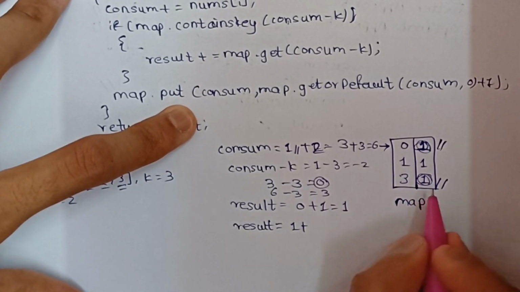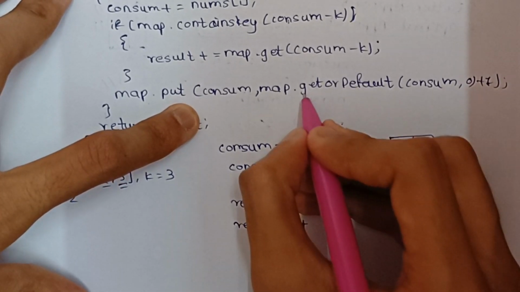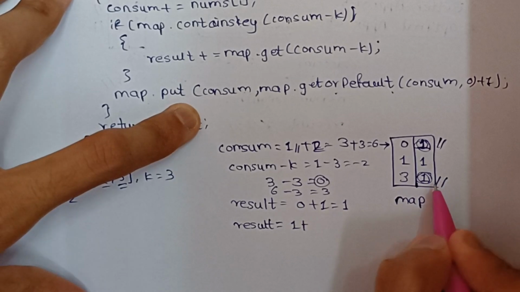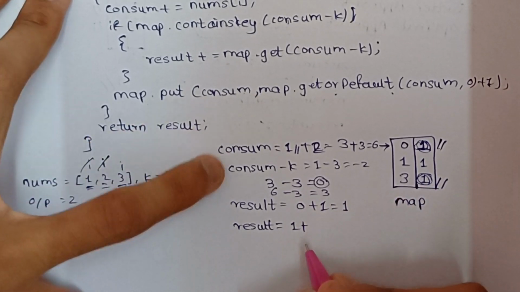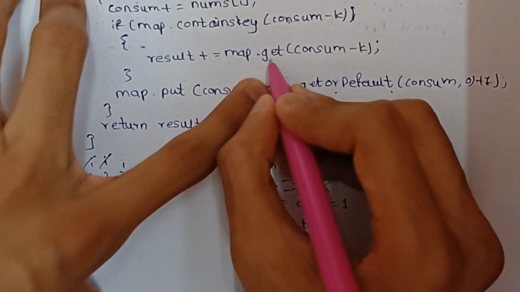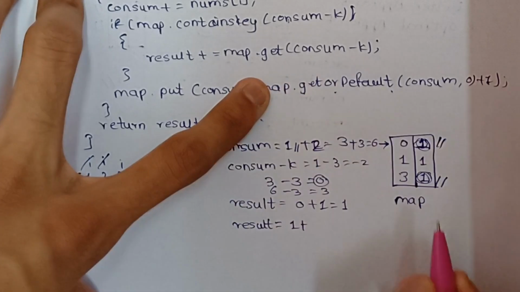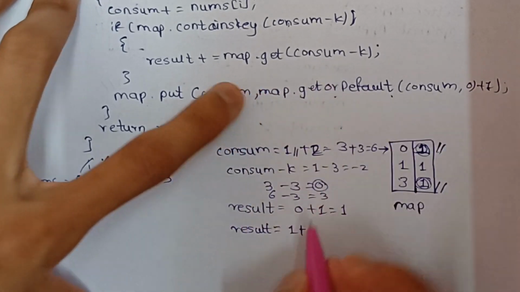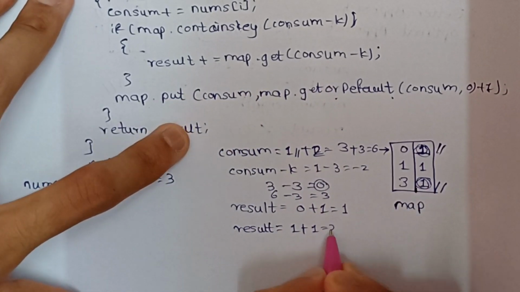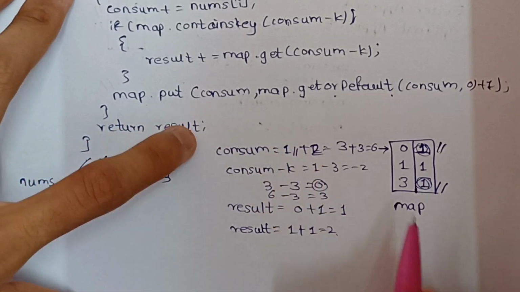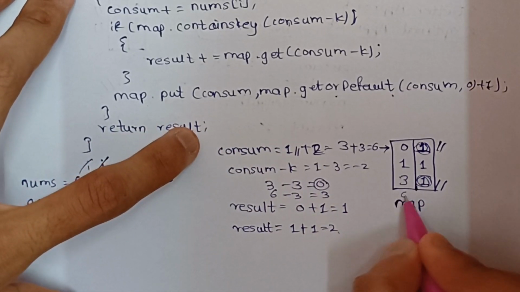Okay, not 3, we will add this get or default, means how many times it occurred, it will get. Okay, sorry, here, get, we added here, get means we will get how many times it occurred. So here 1, 1 plus 1, which is equal to 2, and we have to simply put this also. 6 is in the hash map one time.